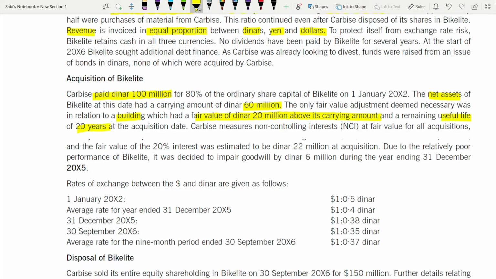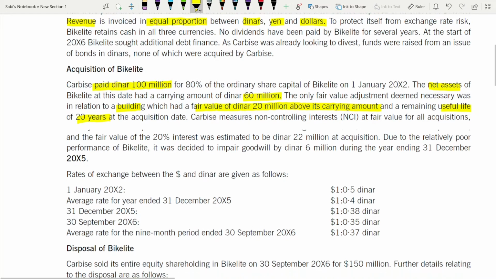It measures NCI at fair value for all acquisitions. So you know that NCI you can measure by using two values: one is known as full goodwill, the other one is partial goodwill. This is at fair value, that means full goodwill. And the fair value of the 20% was estimated to be dinar 22 million. So this is the NCI at fair value, 22 million.